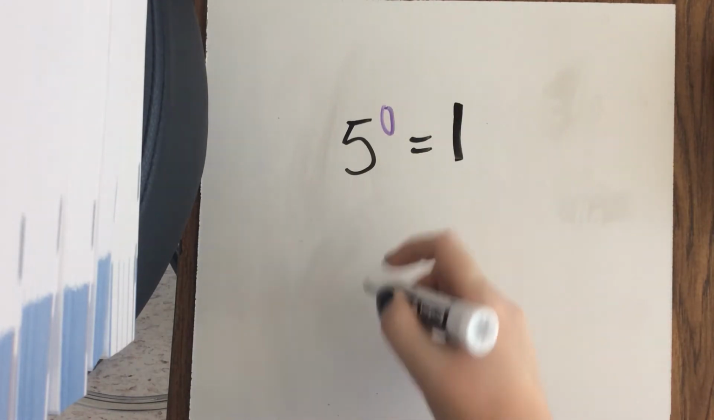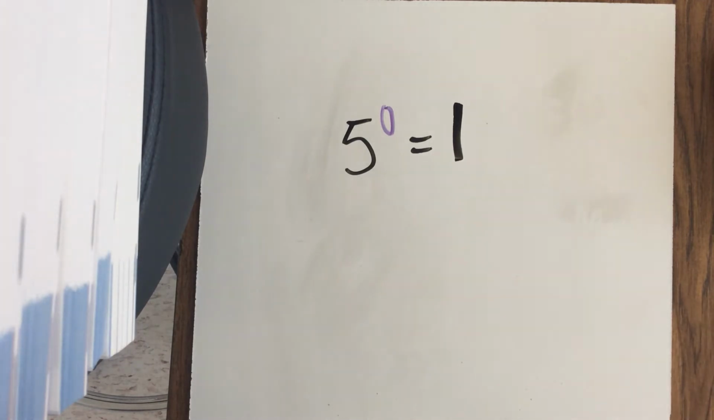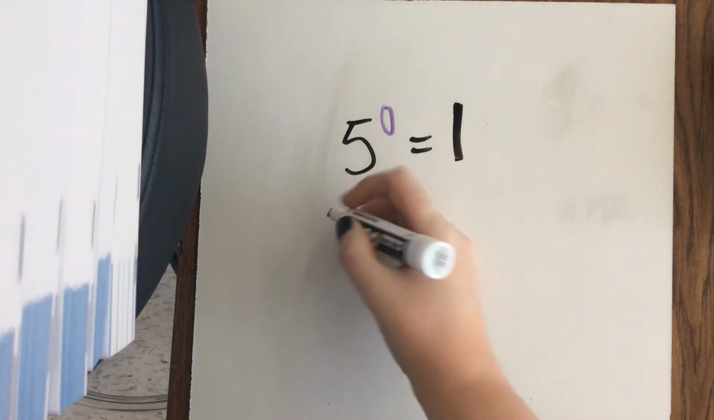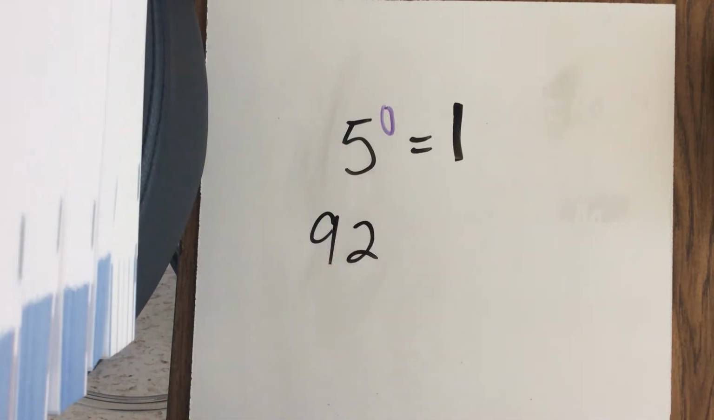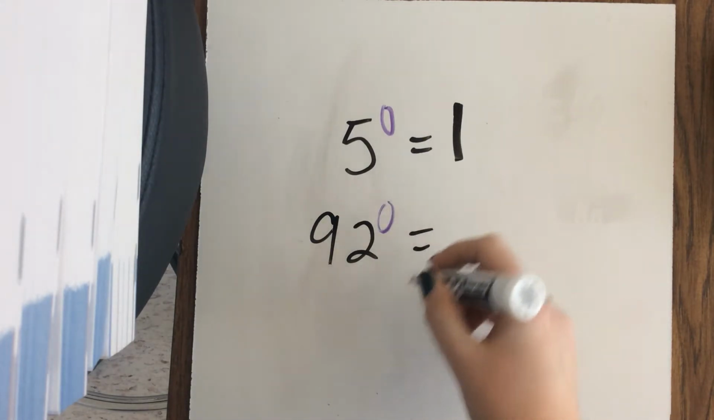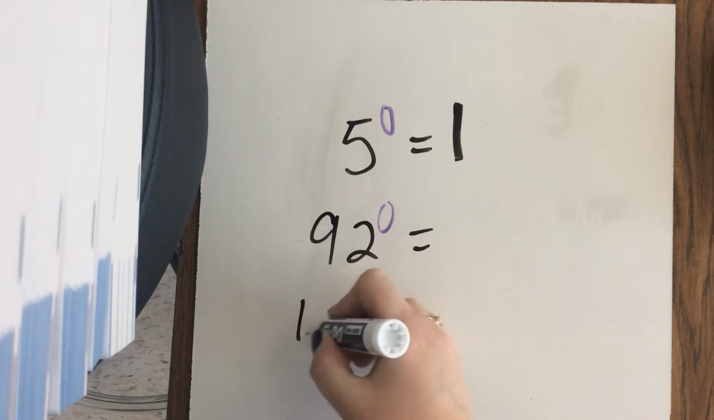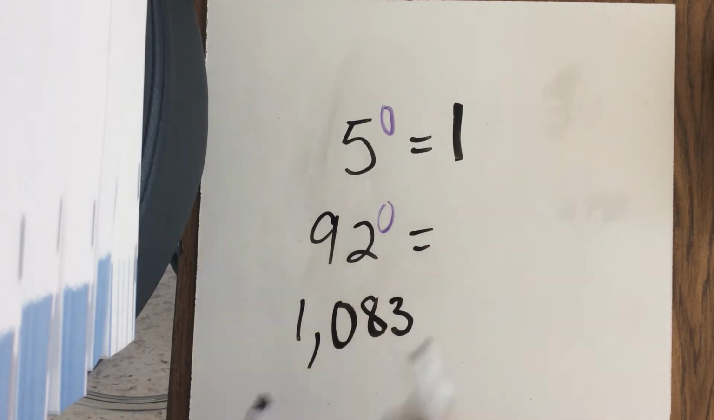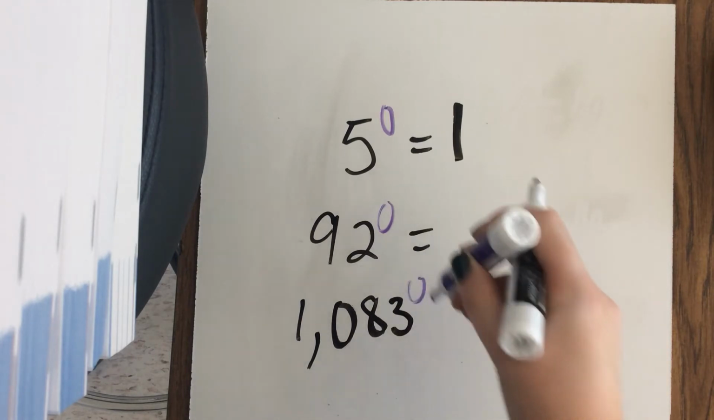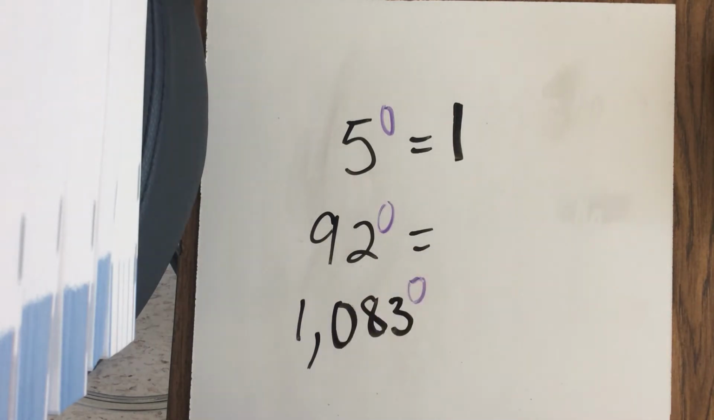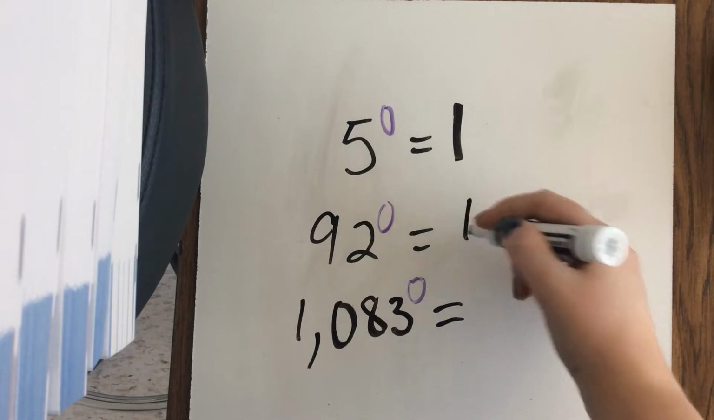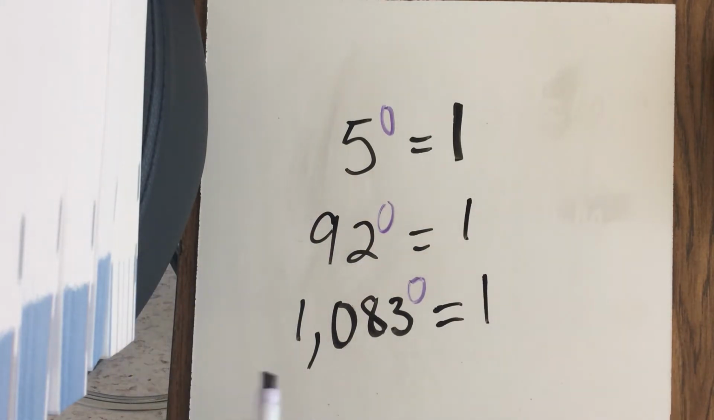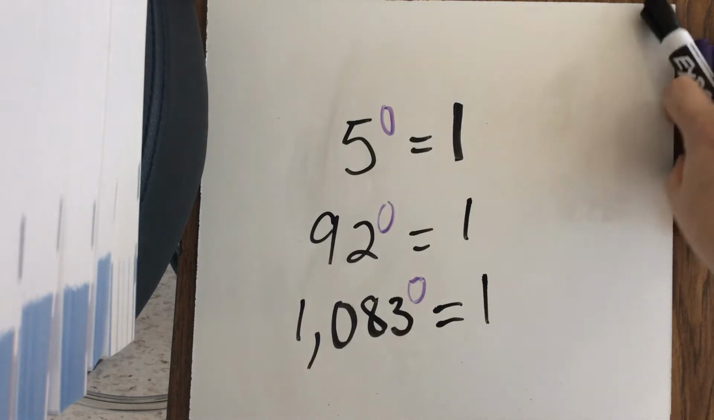Okay, or you could have like 92 exponent 0, or you could have 1083 exponent 0, and those will all equal 1. Okay, and you can try to remember it that way, but in case you forget, you can use your calculator.